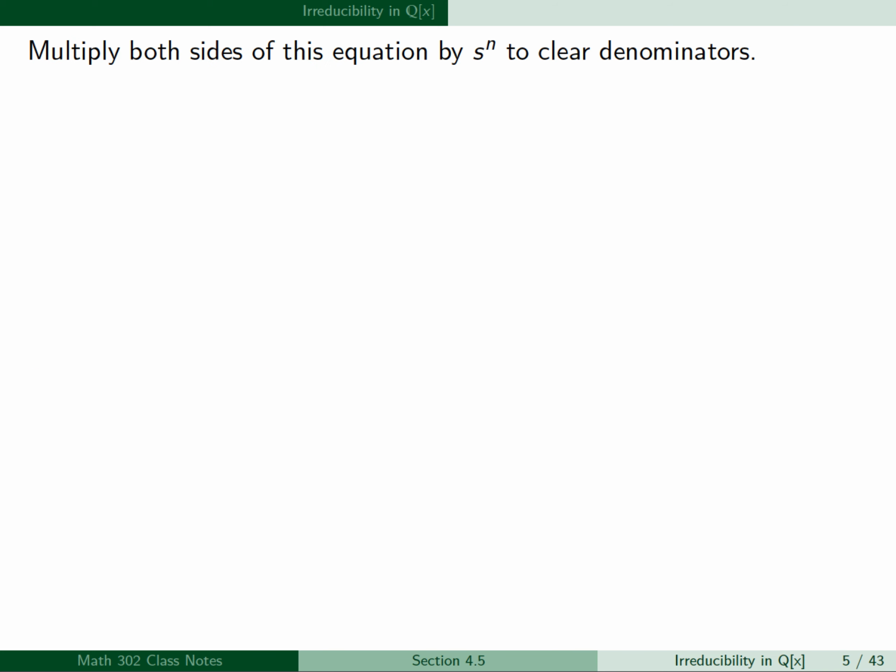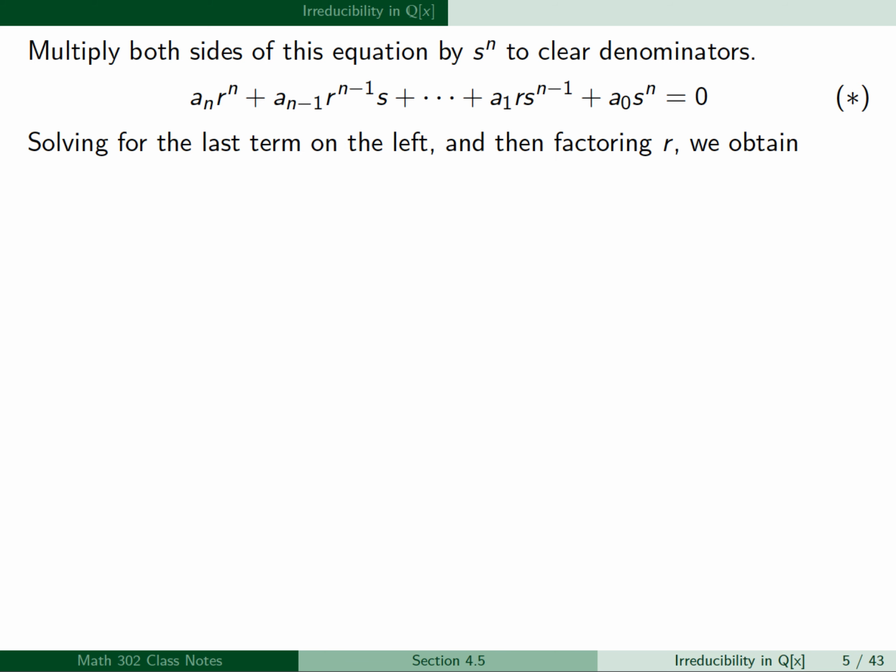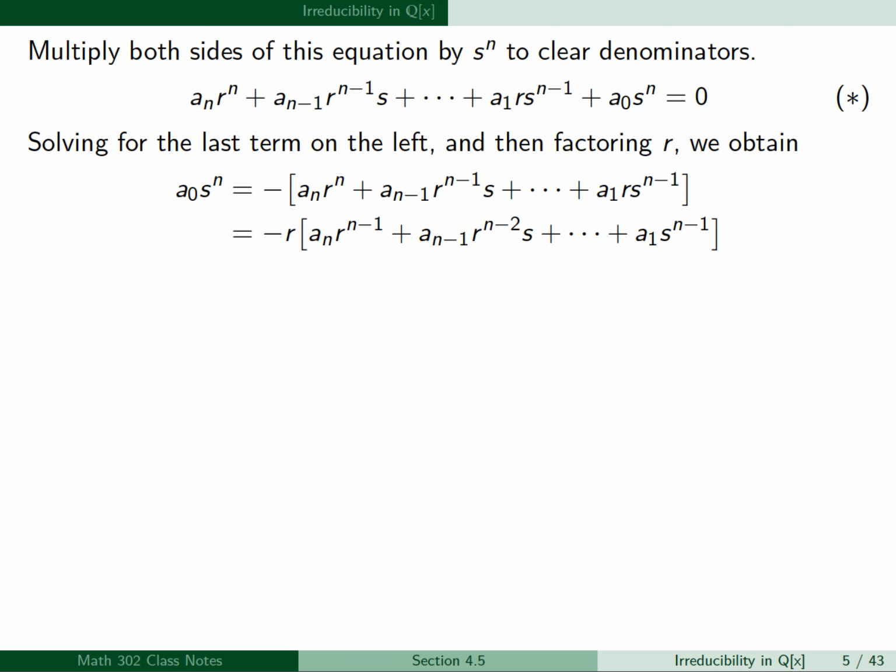Multiply both sides of this equation by s to the n to clear the denominators, and we obtain a_n r^n + a_{n-1} r^{n-1} s + ... + a_1 r s^{n-1} + a_0 s^n = 0. We'll label this equation star. Solving for the last term on the left and then factoring r, we obtain a_0 s^n is equal to the given expression, and factoring an r out, we'll have the next line.